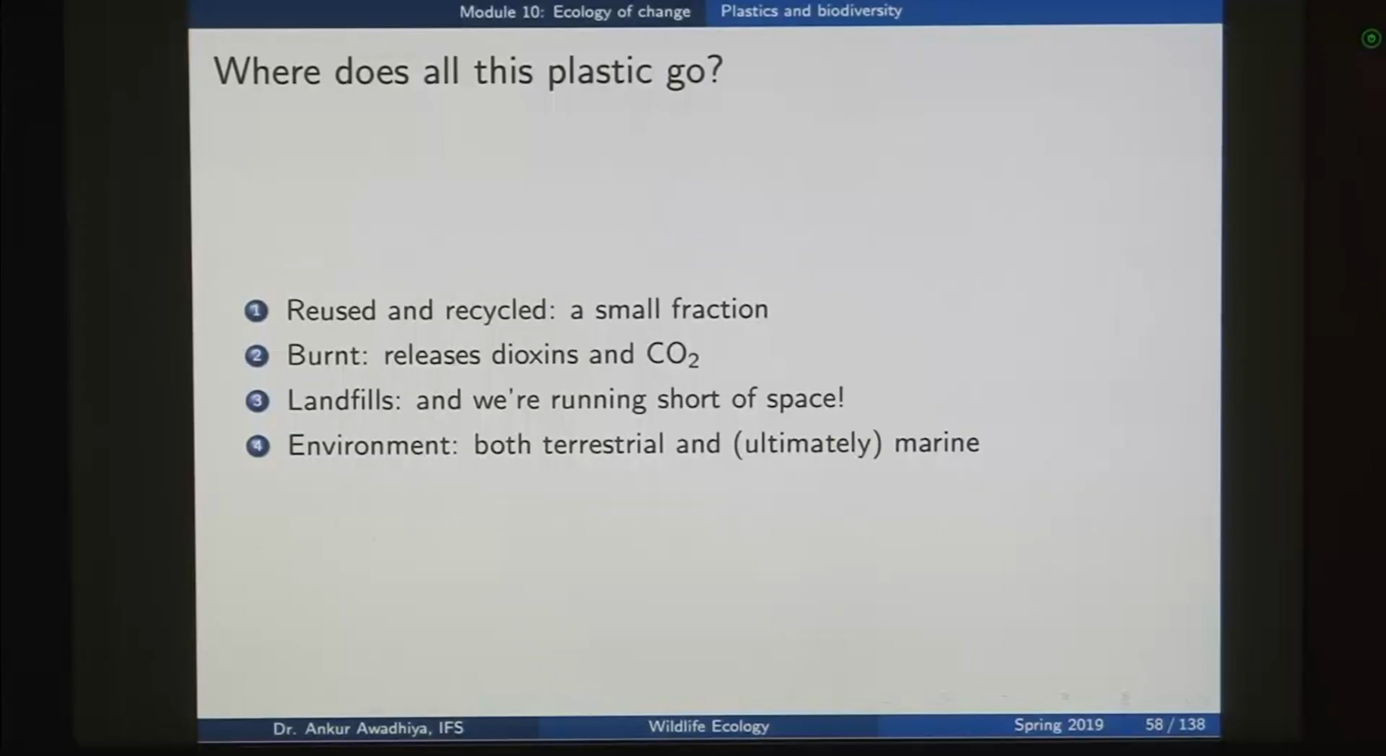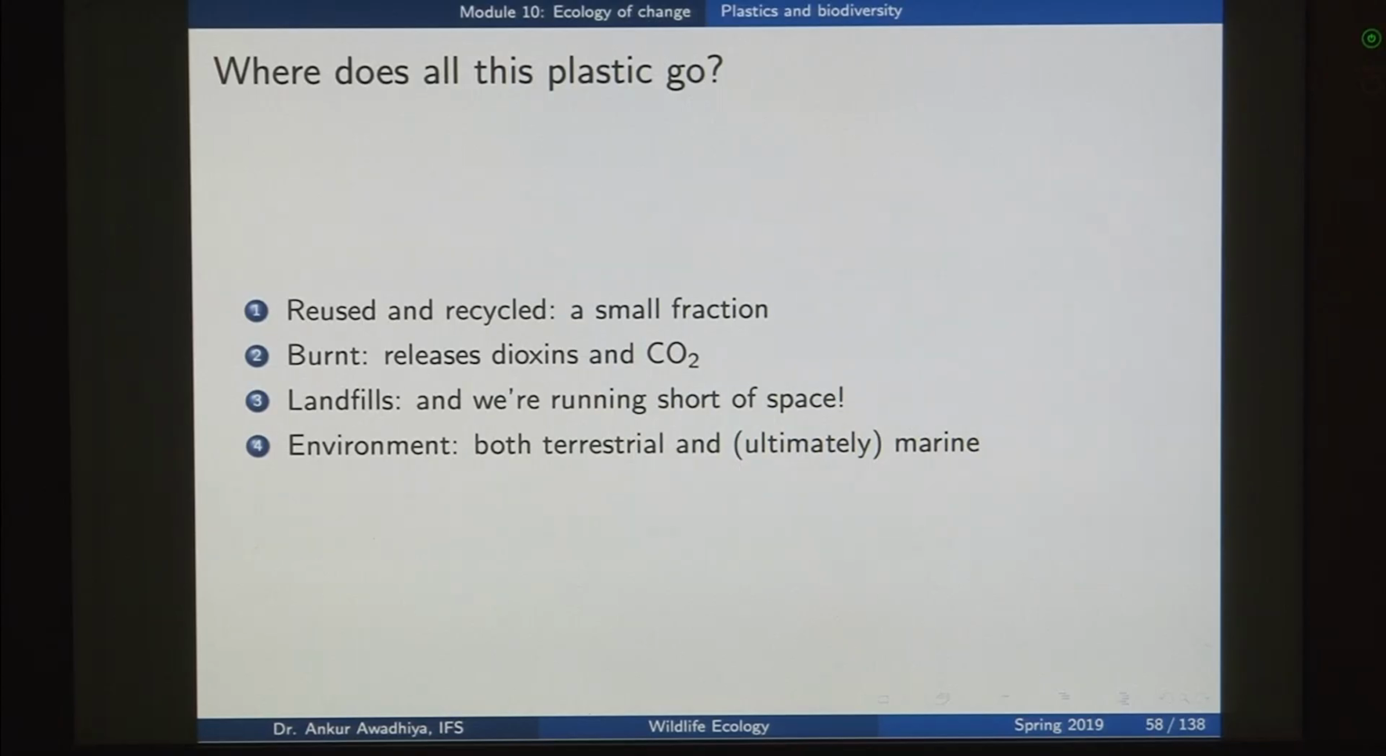But then it has been observed that when you burn plastics, you release dioxins, which are extremely toxic compounds, and you also release carbon dioxide. Or in most of our cities, these plastics go into the landfills. Now, if you put plastics into a landfill, they are going to remain there for hundreds or even thousands of years, and we are running short of space for landfills.